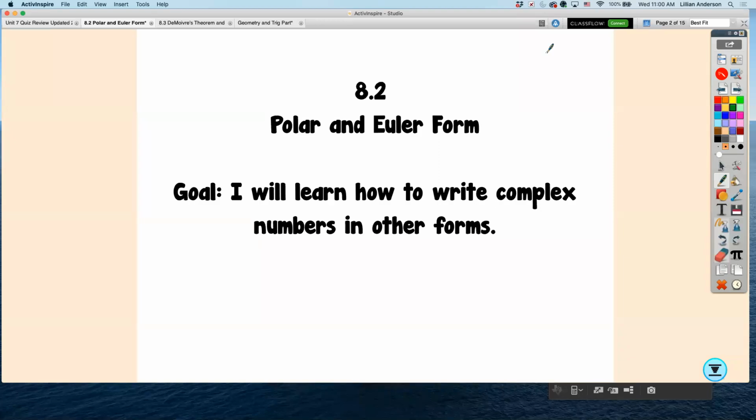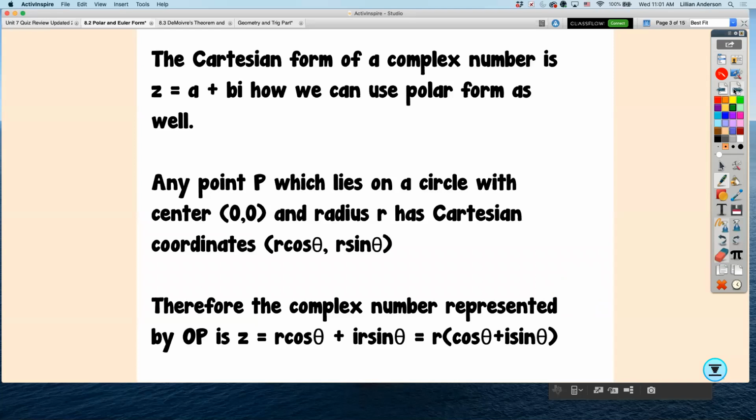Continuing with complex numbers, we're going to talk about polar form and Euler form, different ways to write complex numbers. What you guys already know, a plus bi, is the rectangular form, aka the Cartesian form, something that can be placed within a coordinate plane. Polar form is another way to represent the same number, and Euler form is another way as well. So we're going to be talking about those two forms today.